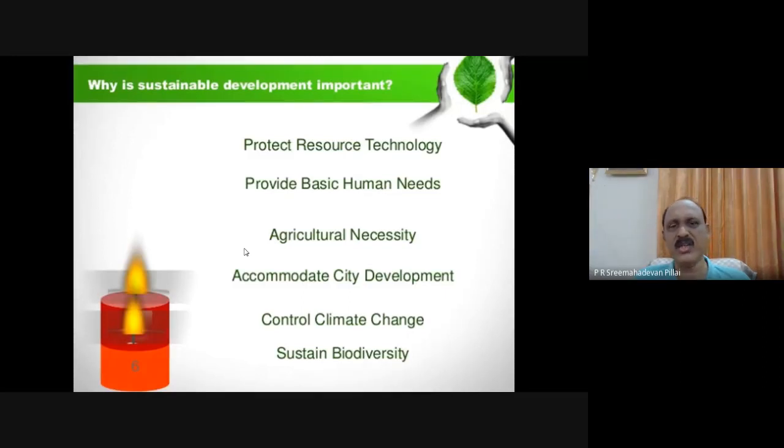Why is sustainable development important? In the last session itself, I told that sustainable development is a matter of survival, so that we need not be an extinct species. Thousands of species on this earth have become extinct. Their data is available. Also, there are some species on the verge of extinction. Those species are given in a book called the Red Data Book. A Red Data Book is nothing but a book having the list of species that are extinct and the list of species which are going to be extinct soon.